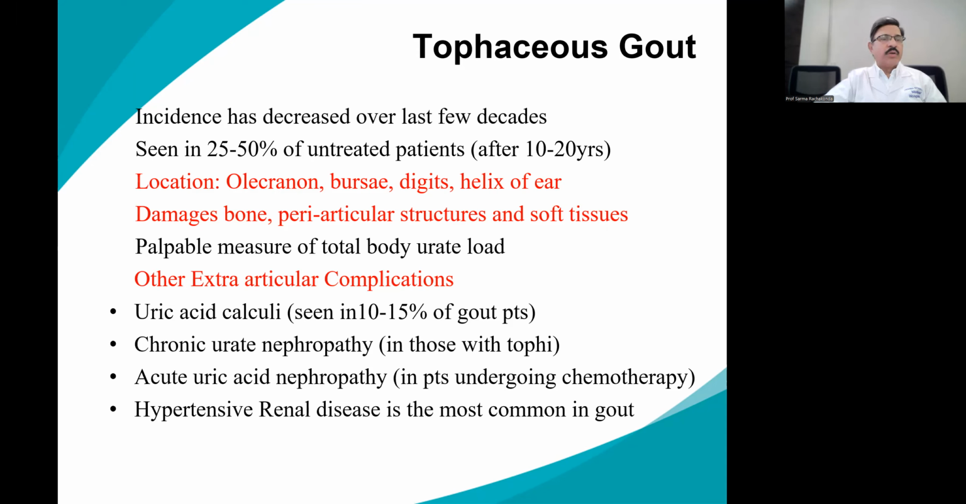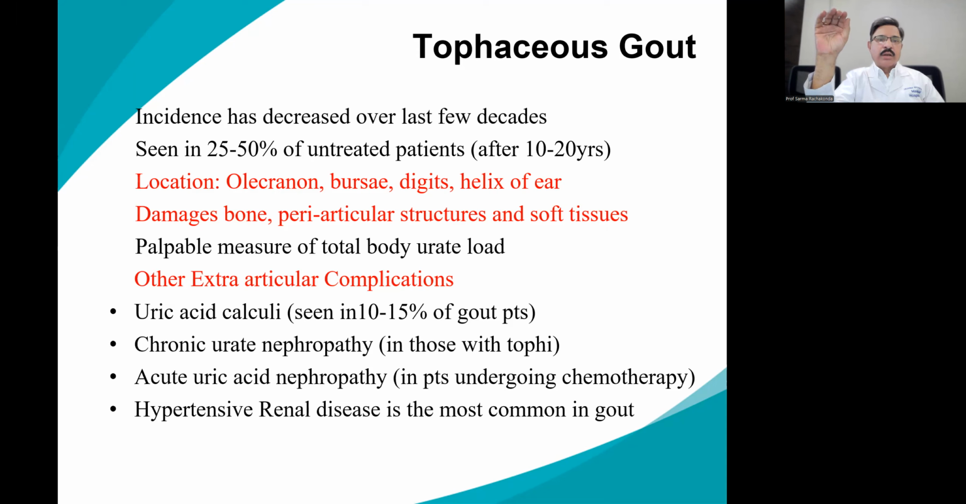Where does the tophi occur? On the olecranon bursa, on the digits they can occur, on the helix of the ear. This is called the helix. It's called the tragus. It's called the helix of the ear. And then they damage the bones, periarticular structures, and soft tissues. Palpable measure of total body urate load. If you see tophi, that means there is a high amount of urate load in the body.